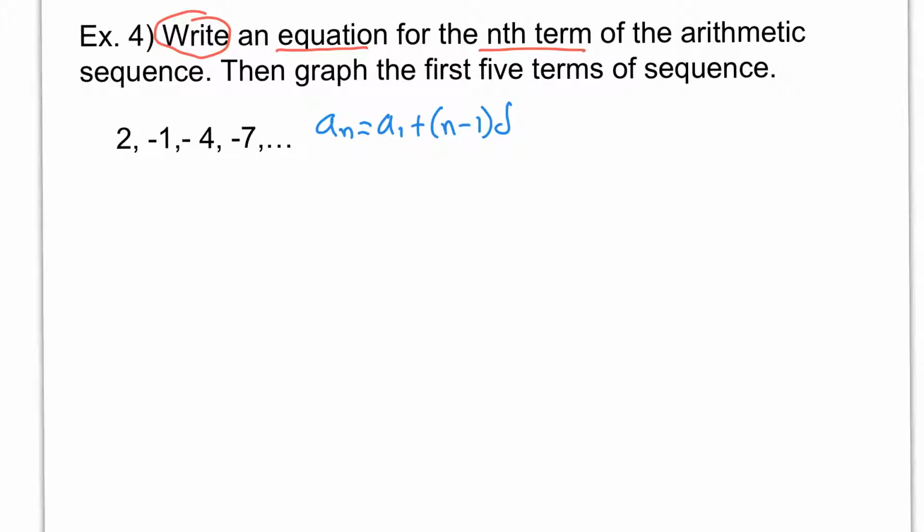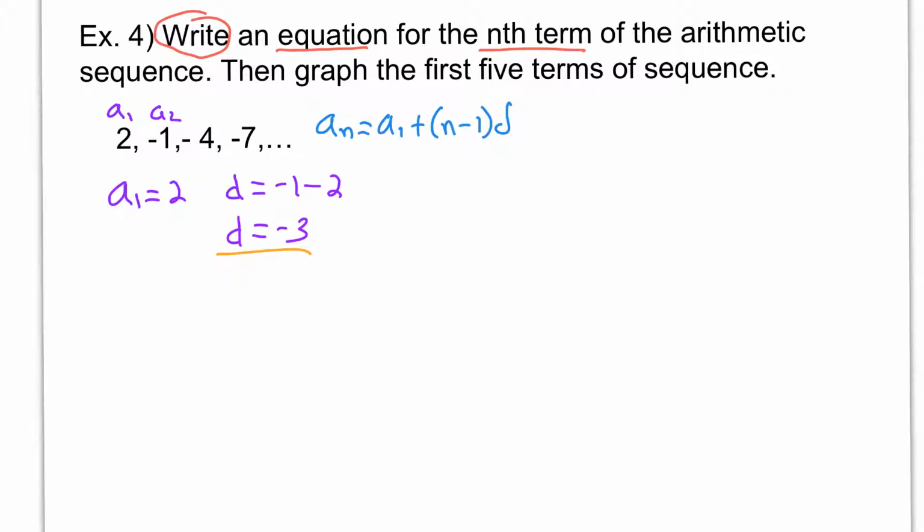So what I need is my first term in that formula. So my a sub 1 is 2. My common difference is going to be my second term, so this is my second term right there, -1, minus the first term, which is 2. So this one is actually -3 for my common difference. So I am subtracting 3 every time.